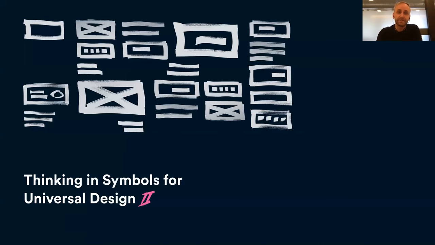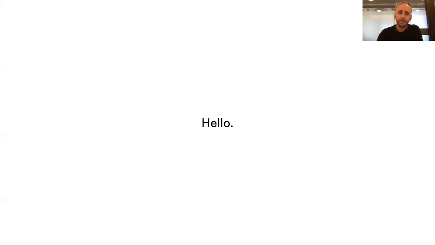This is my title slide. This talk is called Thinking in Symbols for Universal Design. It's a talk that I gave a few months ago, but a lot has changed. This is a rapidly evolving field, and a lot of exciting development is happening around it. So I've annotated this deck with the Roman numeral 2 to show that evolution. But without any further ado, let's get started.